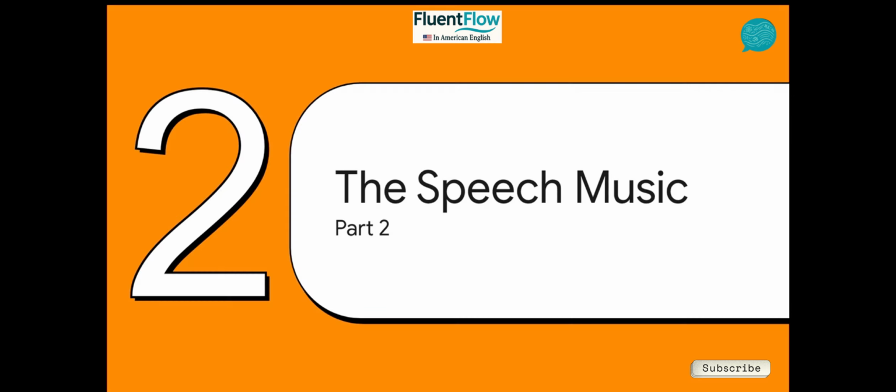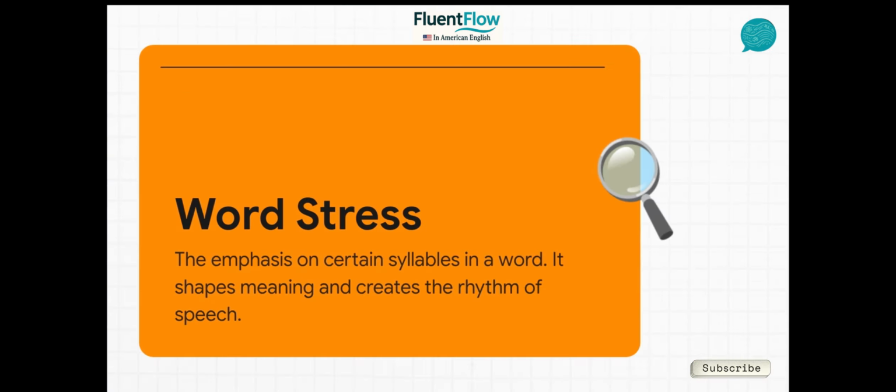All right, part 2. Now that we've got the individual sounds down, let's zoom out a bit and talk about the rhythm and melody of English. What you could call the music of the language. So think about it like this. Every word that has more than one syllable has its own little beat, its own rhythm. That's what we call word stress. And getting that beat right is so important because it's what gives English its unique flow. And sometimes it can even change what a word means completely.